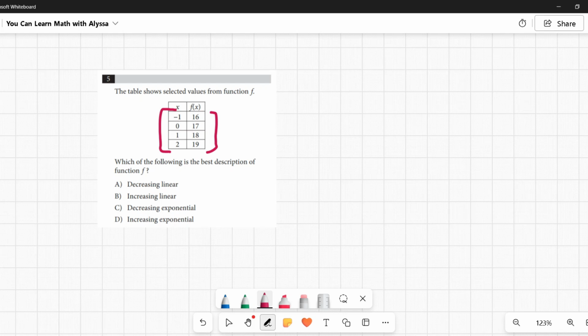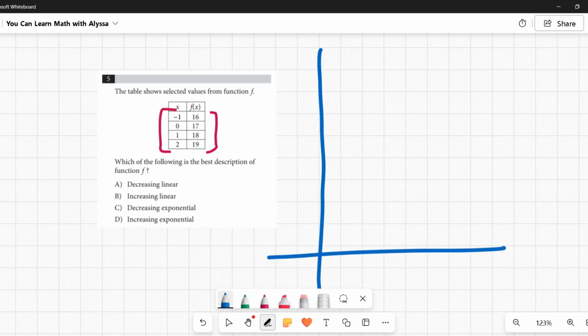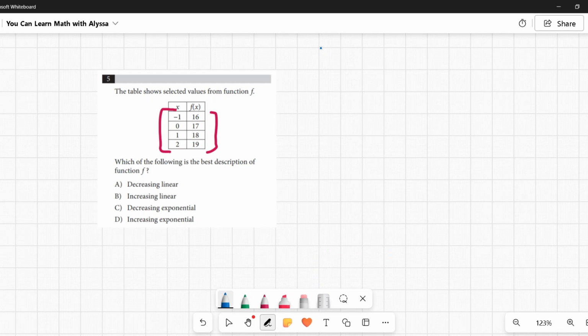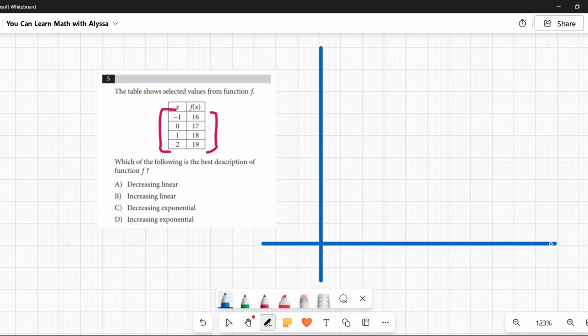Do I have to figure out what this function is? Nope, I most certainly do not. All I have to do is either graph it or look at it and kind of visualize it in my head and see what sort of shape these points are creating. I am not drawing this to scale, but let's make this a little straight so it's not just absolutely horrific. Okay, so on the bottom, got my -1, 0, 1, 2.